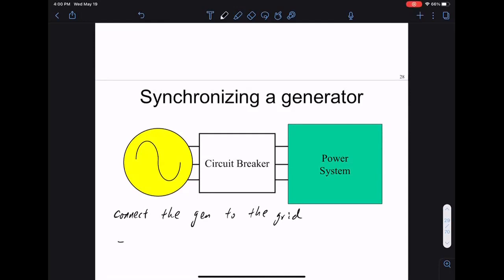What do I have to make sure happens in the generator before I can connect to the grid? What do I have to be careful about? Before I close the circuit breaker, what things should I look out for in the generator?